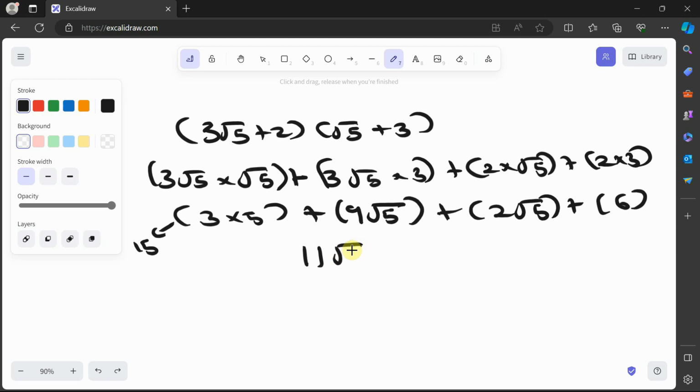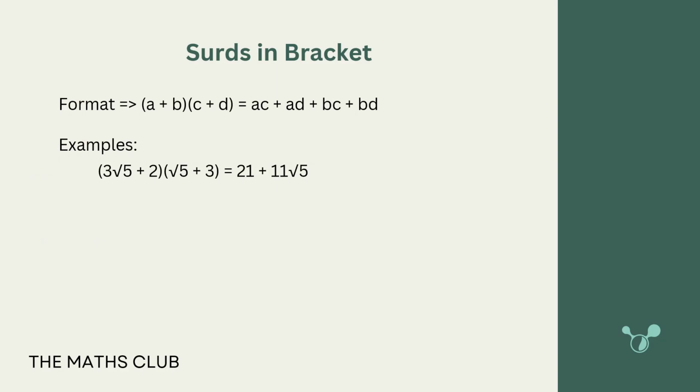So 11 root 5 plus 15 plus 6. 15 plus 6 is what? Is 21. So maybe you might want to write the whole number part first and say 21 plus 11 root 5, depending on how the answer actually comes. This is how we're able to break down that big thing and come out with a very small thing at the end of the day. And you can see that the answer actually tallies.